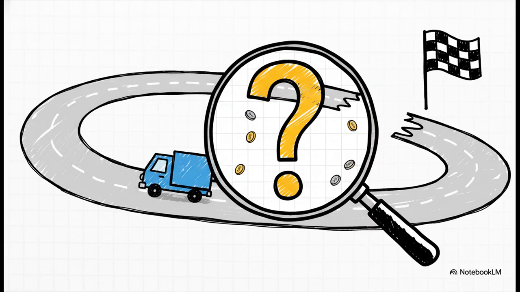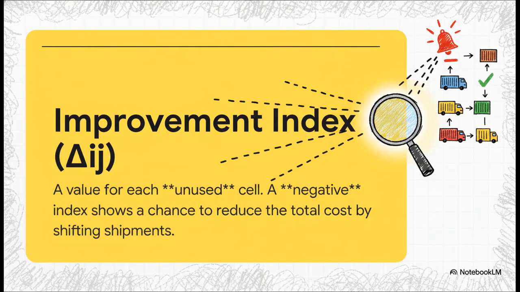But how does it even know where to look? Well, MODI calculates something called an improvement index for every single route that we are not currently using. Think of it like a cost-saving scanner.